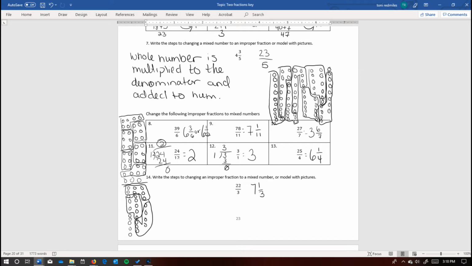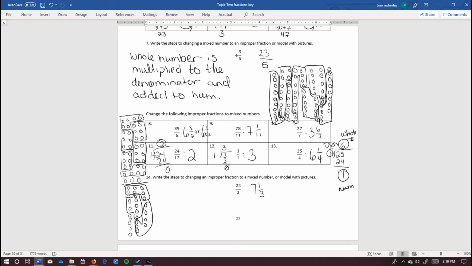Now this one's slightly different. We are going to have a remainder finally. 4 can go into 25 6 times, which is 24, and an answer of 1. So this number is my whole number, as you can see. This is my numerator, and this is my denominator. So it makes 6 1/4.